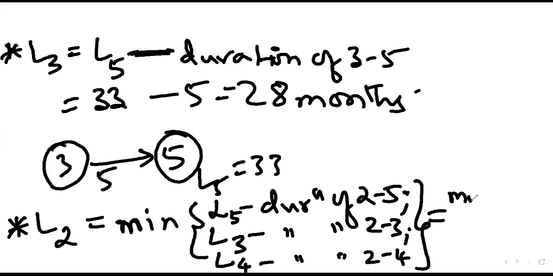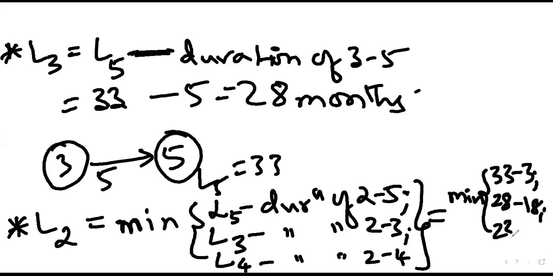So minimum of. So what are the calculations here? L5 is 33 minus 3. Next, 28 minus 18. 23 minus 12. So what is the answer? Answer is 10, sir. Like minimum. 10 months.